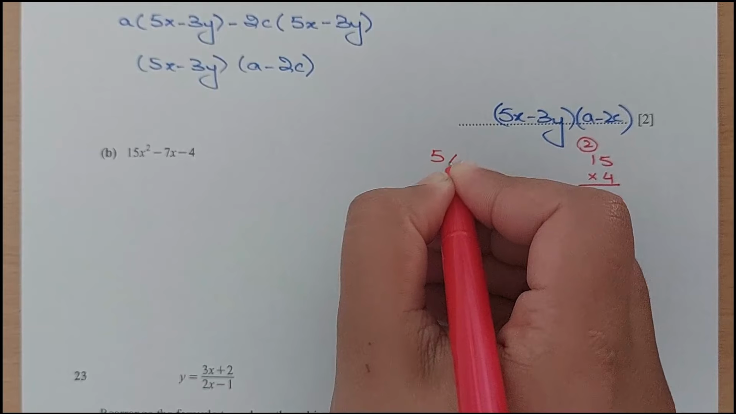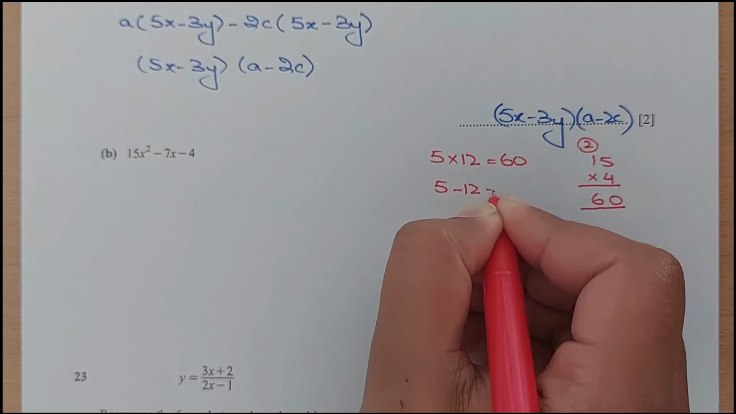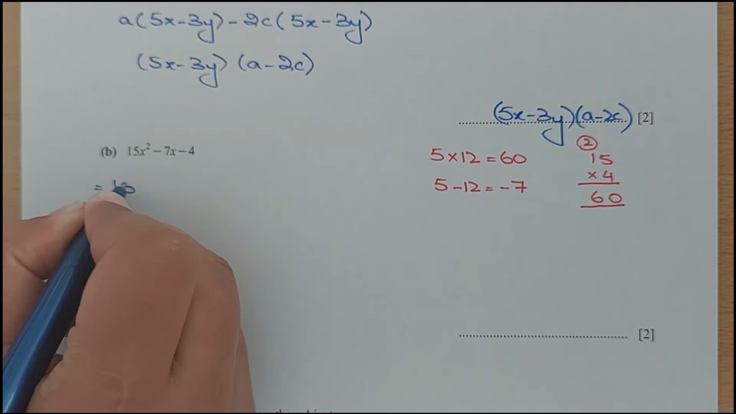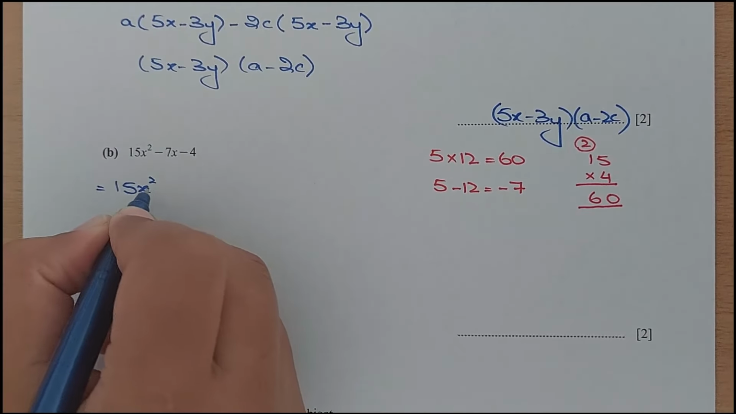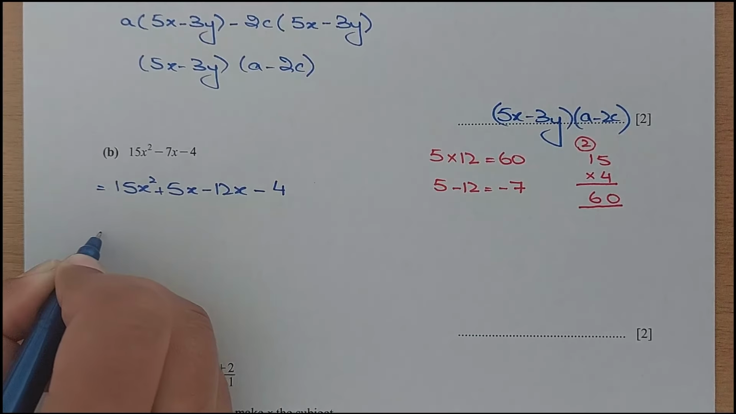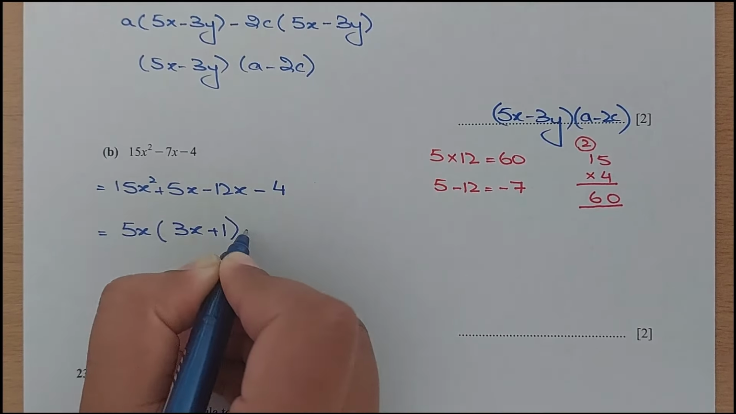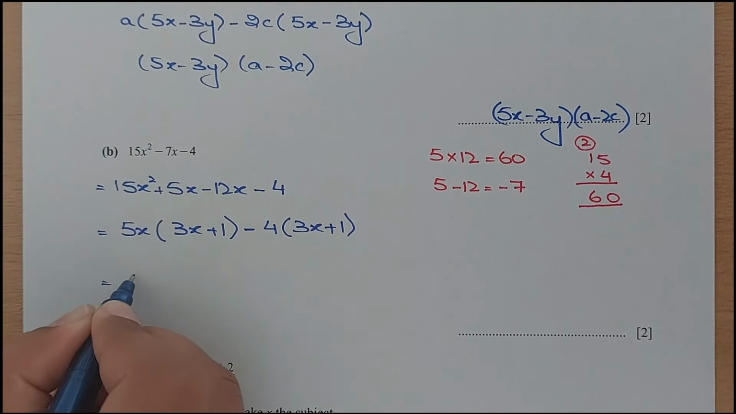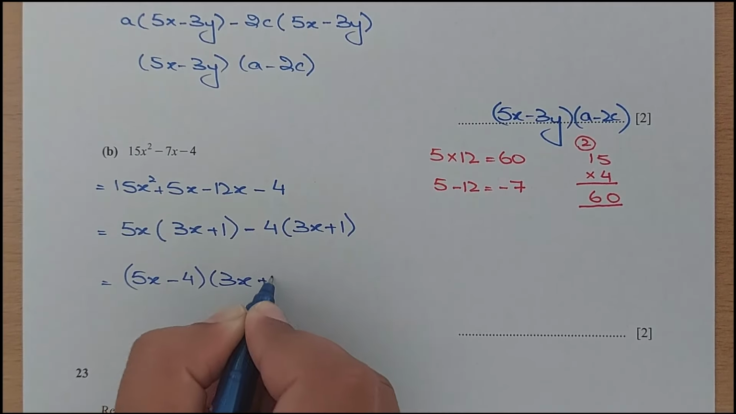So if I do 5 times 12, that is 60, and 5 minus 12 is negative 7. Yes, so we can break the middle term. So we have 15x squared, and this negative 7x is going to break into plus 5x minus 12x, and minus 4. So here we can take 5x common: 5 times 3 is 15x plus 1. And we can take negative 4 common: 4 times 3 is 12x plus 1. So the factors are 5x minus 4 and 3x plus 1.